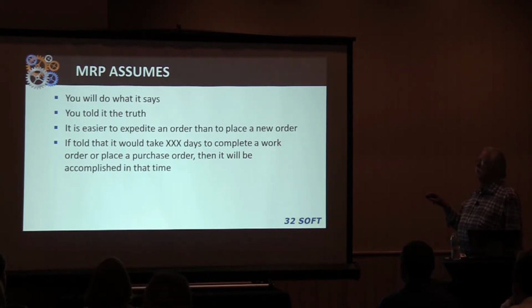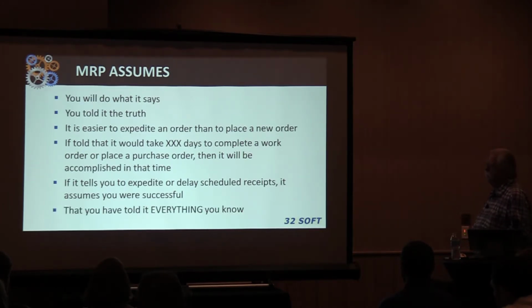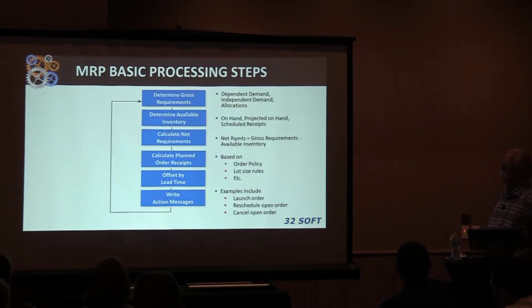If you told us it's going to take X days to complete a work order, then MRP is going to assume that that's what's going to happen. So you can see that this telling it the truth is very critical to how MRP works. If it tells you to expedite or delay a receipt, then it assumes you're going to be successful at that. And that you have told it everything you know. So you dump your brain inside QAD and make sure that QAD knows as much about that product as you do.